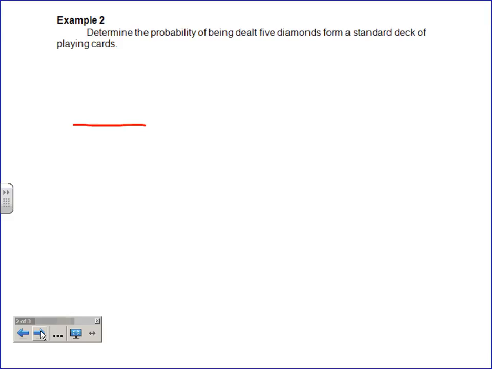52 in a deck. How many of them are diamonds? 13 of them. A quarter of them, right? So first, let's find out successful. So there's 13.